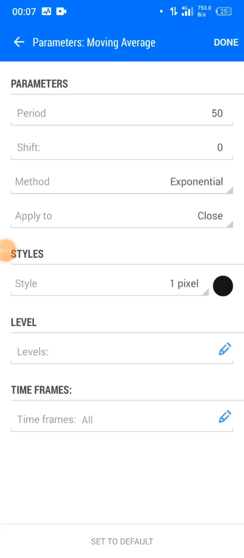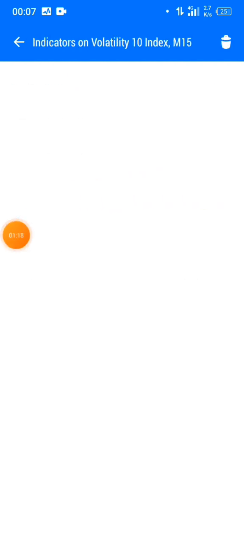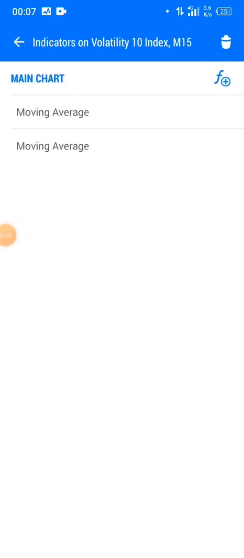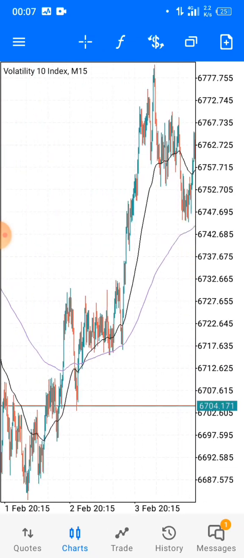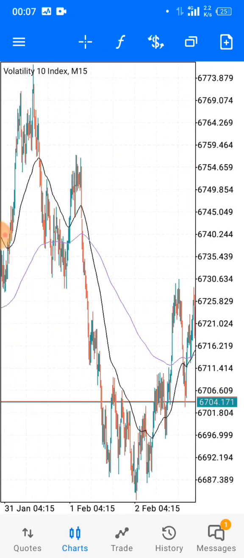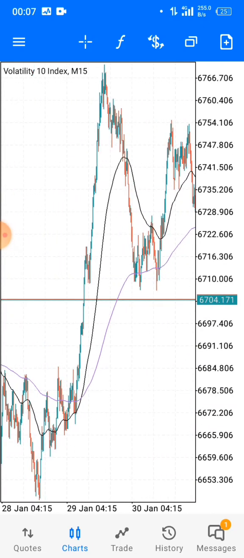So personally, I use the exponential moving average, right? I don't use the simple. Why? Because I am trading indices, right? And exponential has got quite some advantages, right? Because it reacts faster, unlike the simple moving average. If you want to know about all that stuff, I will leave a link in the description down below and you check it out, right?